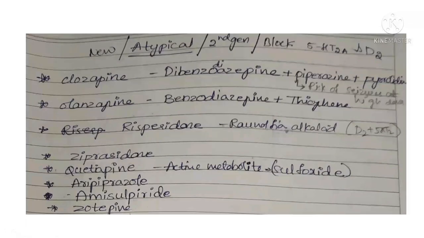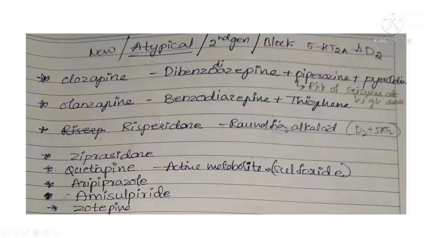Next we come to atypical or second generation or newer antipsychotics. They block both 5-HT2 and D2 receptors. Here we have clozapine, which includes a dibenzodiazepine ring, a piperazine ring and also a pyrrolidine ring. These many rings are present. If it is taken in higher doses, it causes a risk of seizures. Olanzapine consists of benzodiazepine plus thiophene. Risperidone is one of the natural antipsychotics, obtained from Rauwolfia alkaloid. And then ziprasidone, quetiapine, aripiprazole, amisulpiride, and zolpidem.